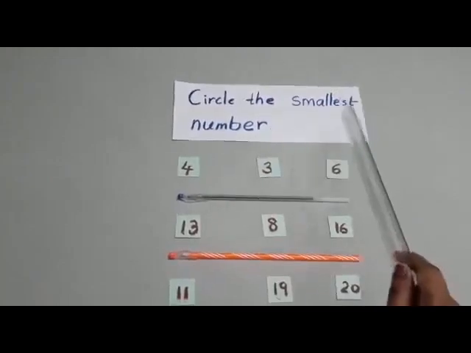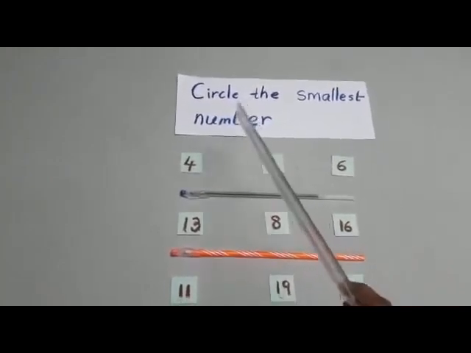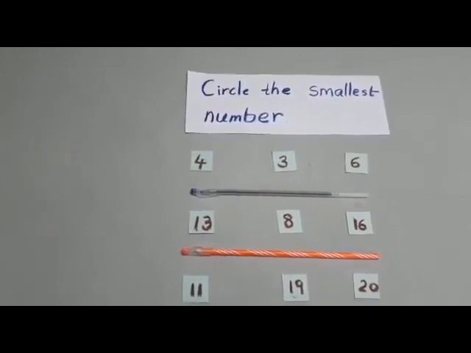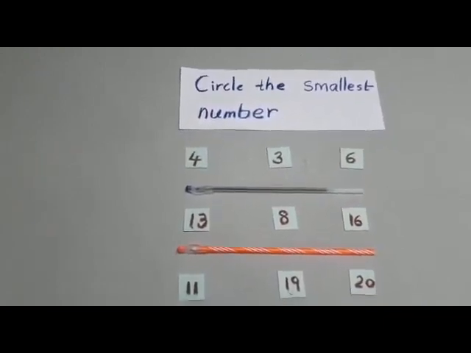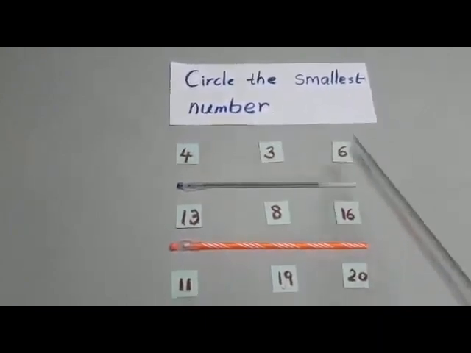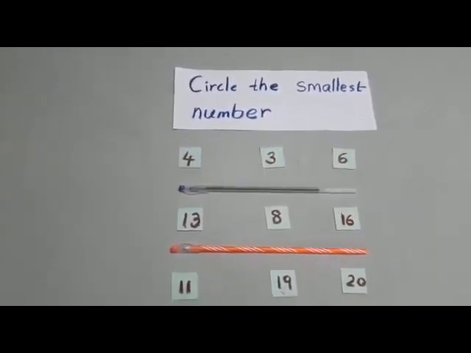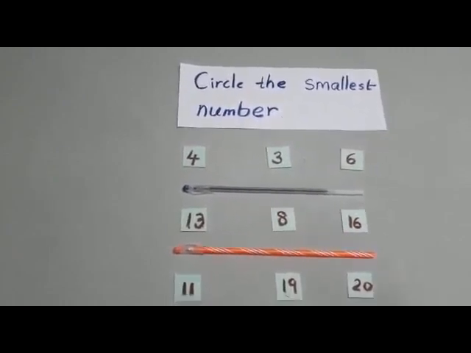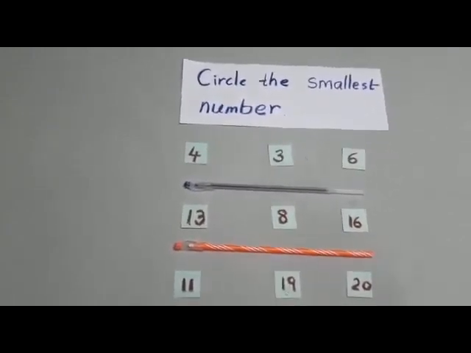Circle the smallest number. In these, children, we have to circle the smallest number. Let us see the first one. 4, 3, 6. What is the smallest number among 4, 3 and 6? Yes, you are right. 3 is the smallest number here.